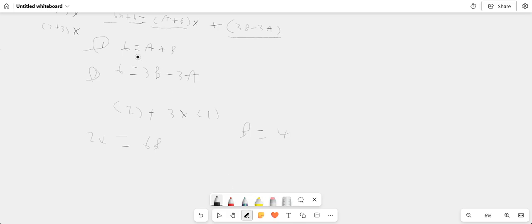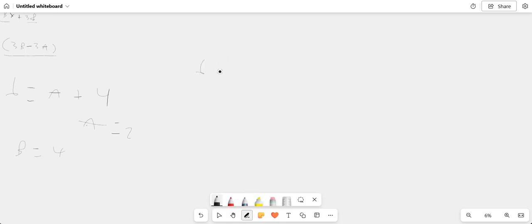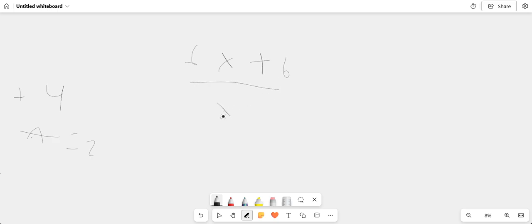I said earlier that 6 is equal to a plus b. So if b is 4, then 6 is equal to a plus 4, which means that obviously a is 2. So that's the final product. 2 over the first one, so 2 over x plus 3, then plus 4 over x minus 3.